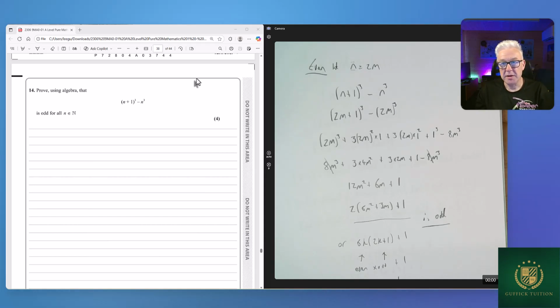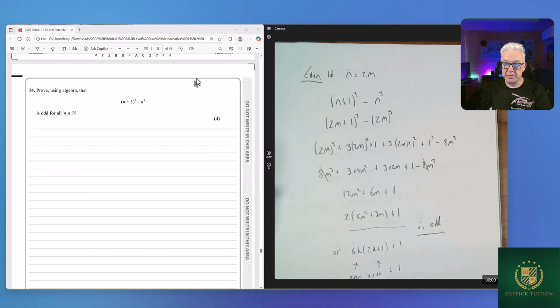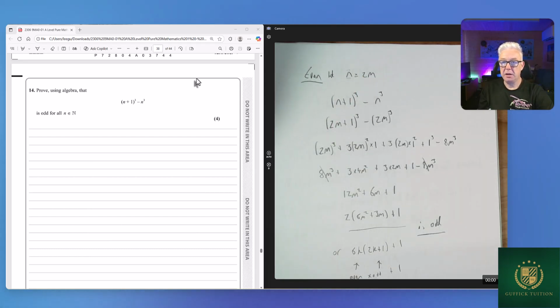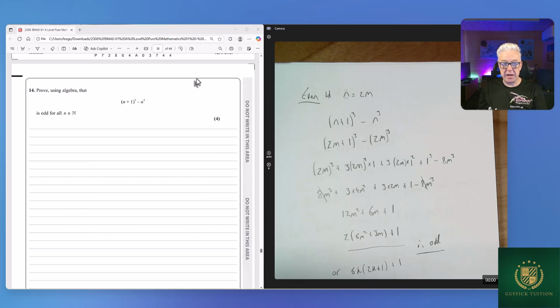So all we've got to do here is literally just prove that we get an odd number when n is an even number and when n is odd. And then that's it done. The definition of an even number is 2 times something. So I've said let n equal 2 times m. Okay, so then we're just going to sub that into the expression.